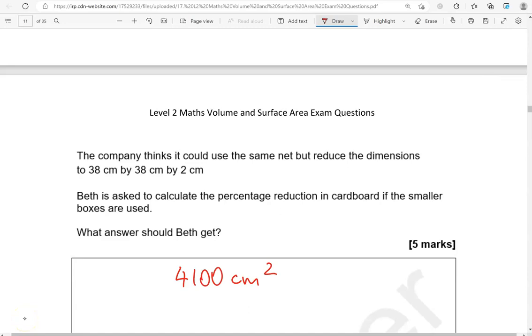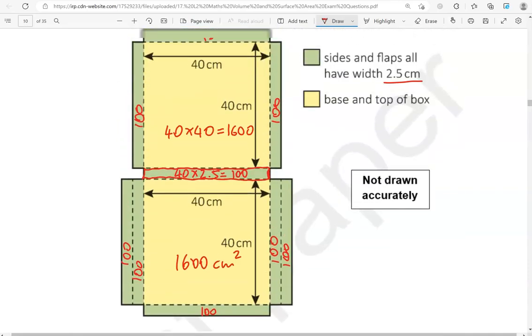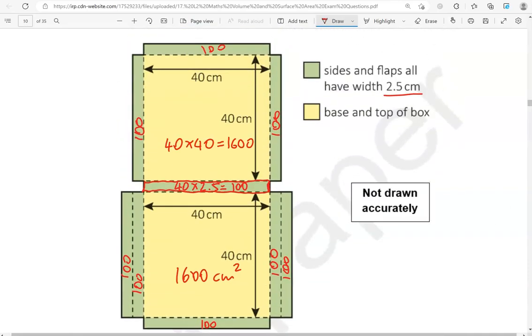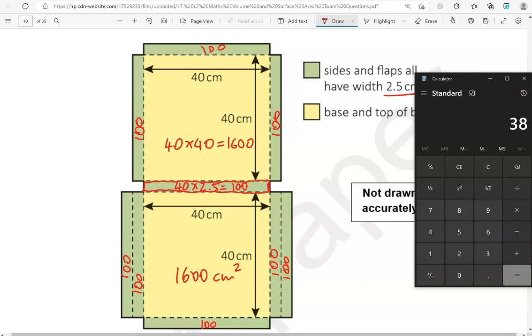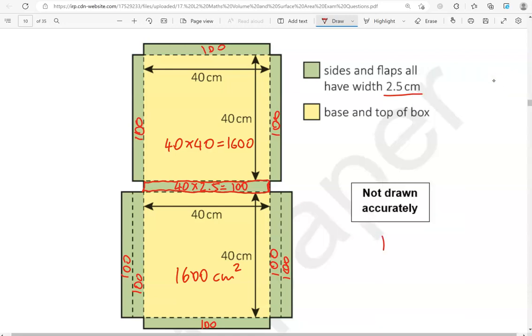Now they're reducing the dimensions to 38 by 38 by 2 centimeters. So what happens now? I'll start with the big squares. So that's going to be 38 times 38, which is 1,444. And we've got 2 of them.